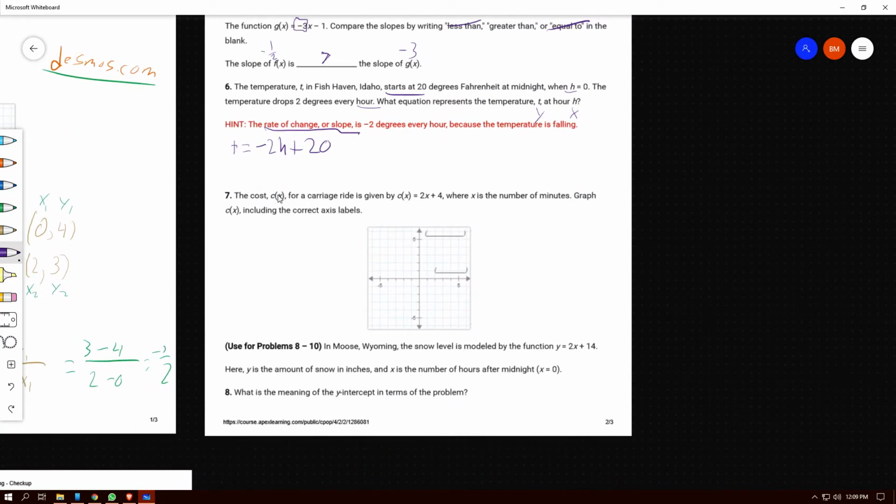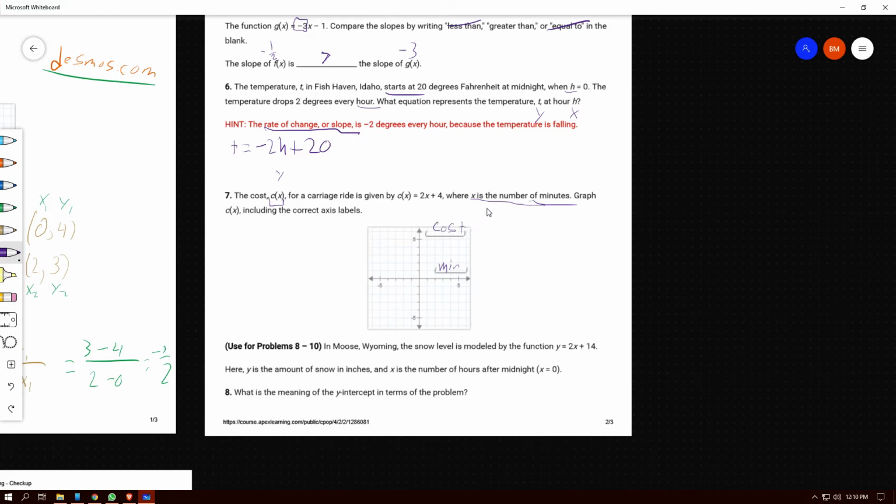All right, now, the cost C of x. This is that function notation we've talked about and seen a few times. So C of x, I'm saying is my y, right? So that's my y value. All right, so C of x is equal to 2x plus 4, where x is the number of minutes. So graph C of x, including the correct axis labels. Well, they told me that x is the number of minutes, so right here, I'm going to put minutes in that blank. So this is going to be minutes, because that's my x-axis label, which means my cost has to be my y, which I already kind of labeled that.